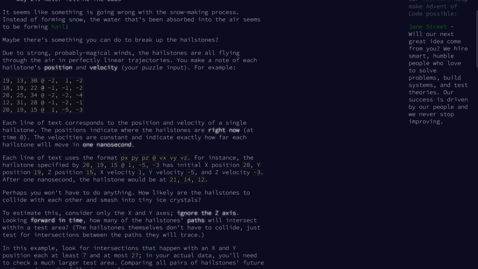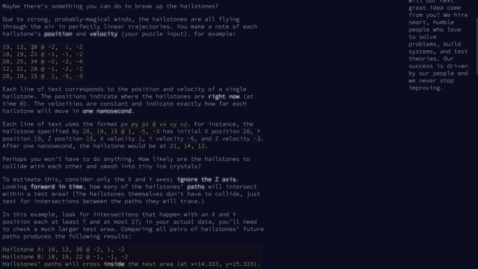So the hail is behaving magically and they're all flying in perfectly linear trajectories at a constant velocity. We're given a bunch of lines indicating each hailstone's current position and its velocity as an x, y, and z vector.